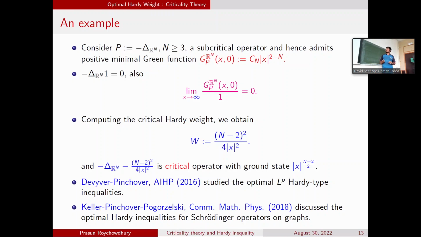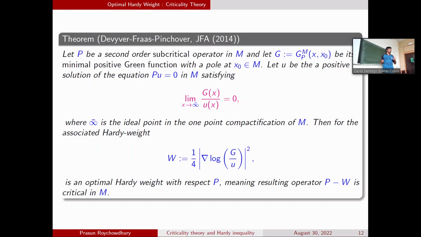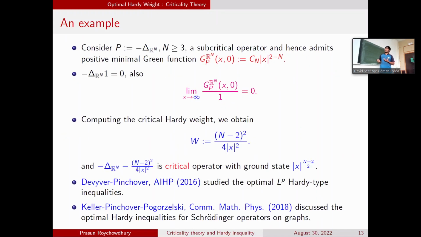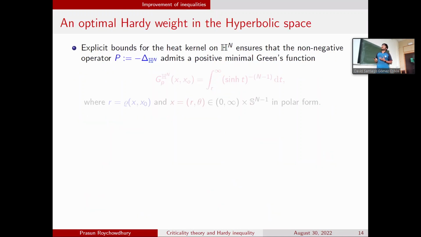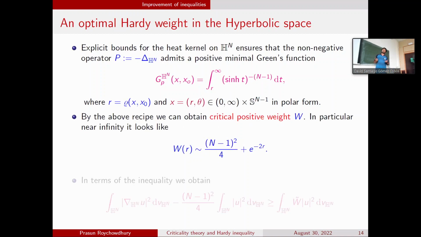Okay, so that seems like the end of the improvement of the inequality, but actually not. The theory is a very general theory. It's not just Euclidean space, it's a manifold, right? So one can check what happens in the hyperbolic case. In fact, if we consider the Laplace operator on hyperbolic space, then using some heat kernel estimates and so on, one can check this will be the representation of the Green's function. Then the question is, if we use this Green's function and again minus Laplacian of 1, 0, everything, if we just use their theorem to construct that W, then of course there will be some explicit expression of W, but near infinity, that optimal W looks like this thing.